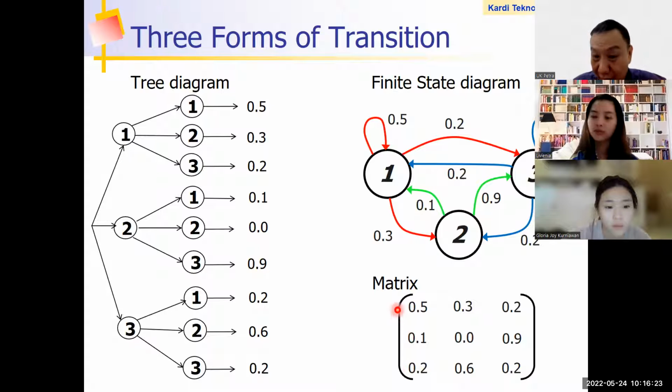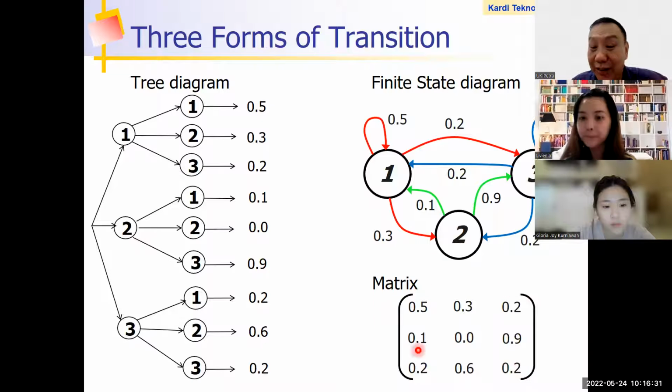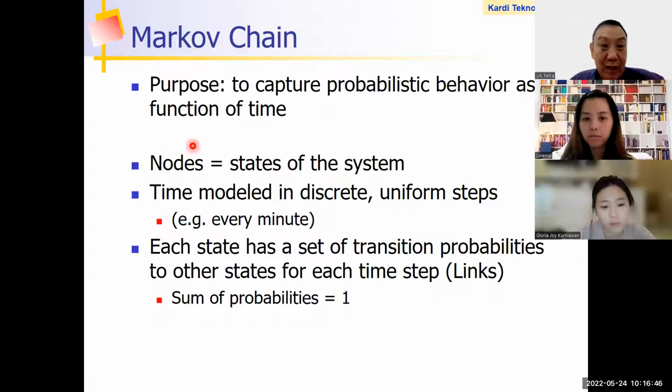Right. So that means in the matrix, the sum of this per row is 1. Clear? So this is called stochastic matrix. Stochastic matrix is a matrix where the sum is 1 for each row. Okay, so the node represents the state of the system.